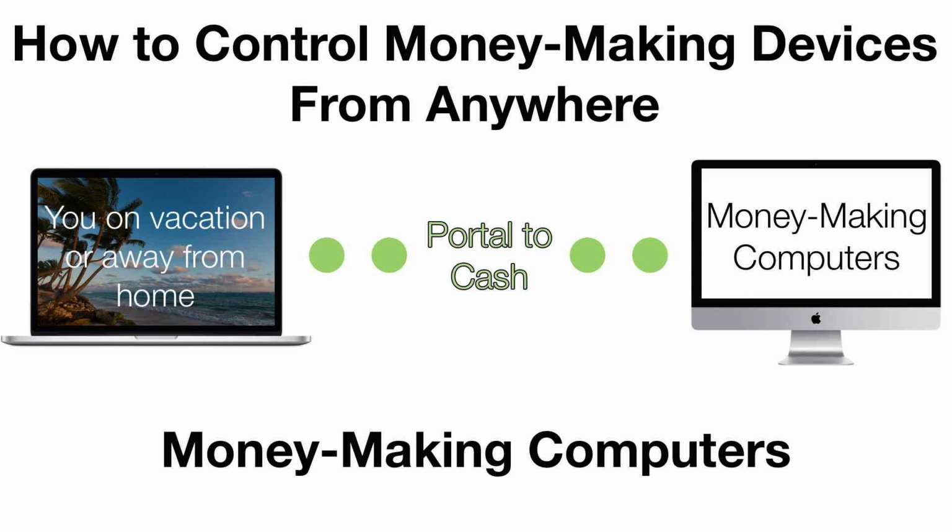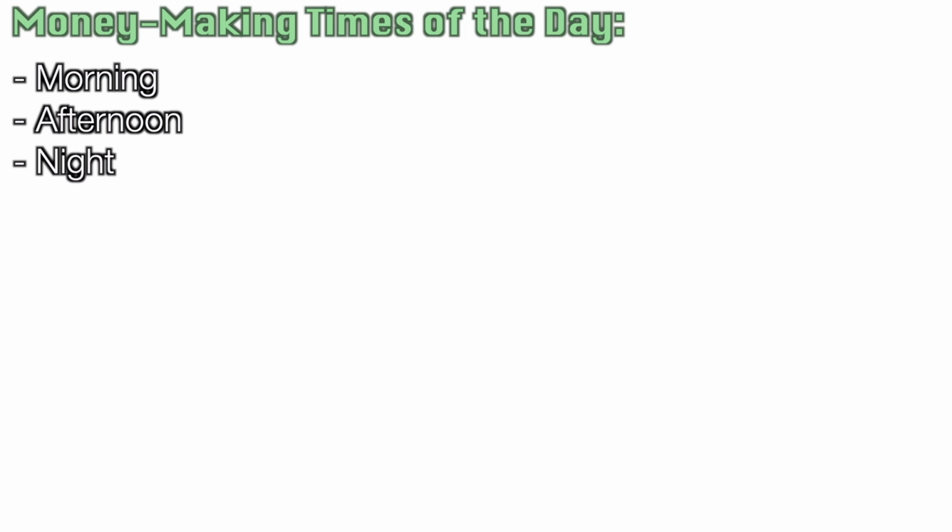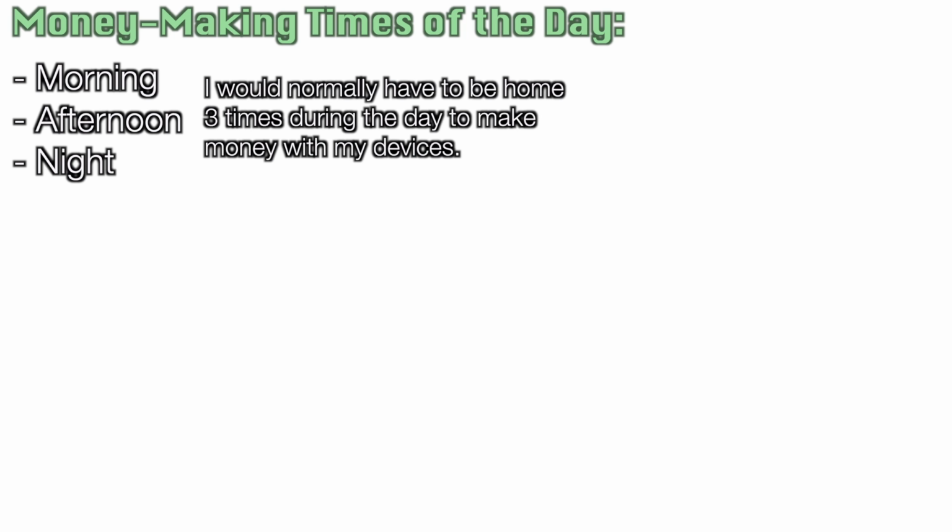But before I get into a few methods of controlling money-making computers, I'm going to tell you the obvious benefits of this. So we have money-making routines, at least you should. I have a money-making routine whereby I use my devices 3 times a day, once in the morning, once in the afternoon, and once at night. And in order to use your money-making devices, you have to be there with your money-making devices.